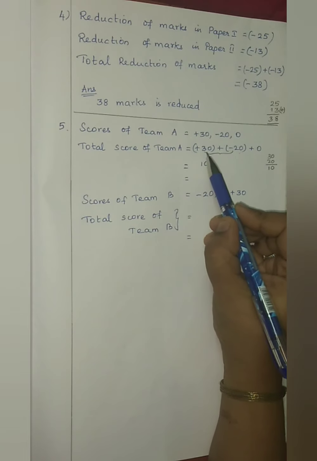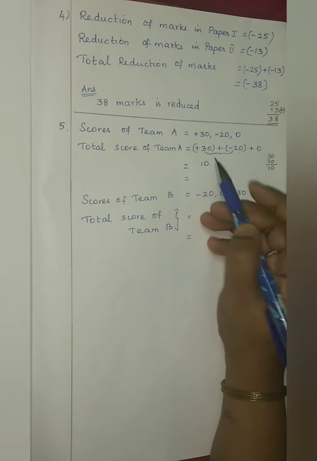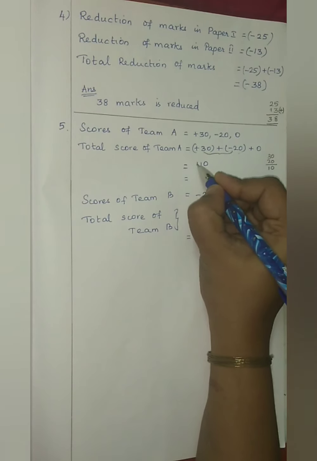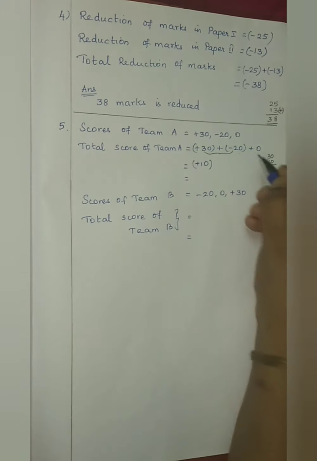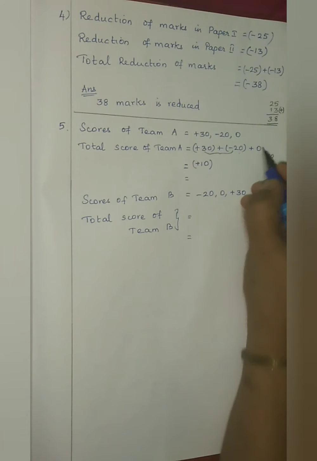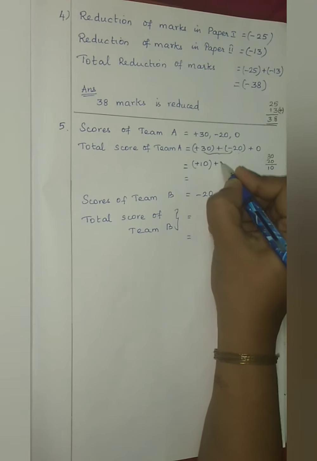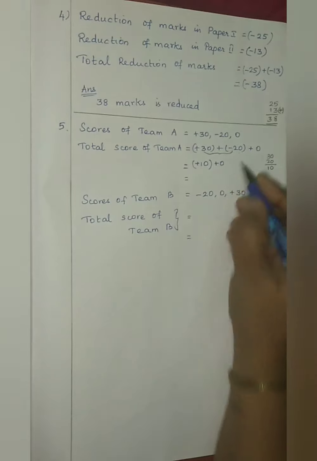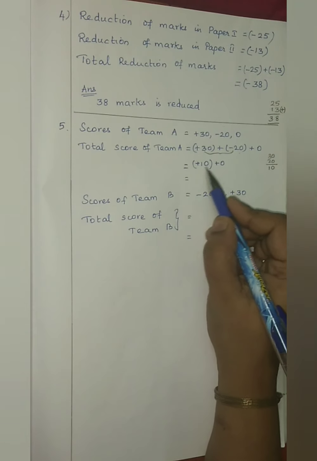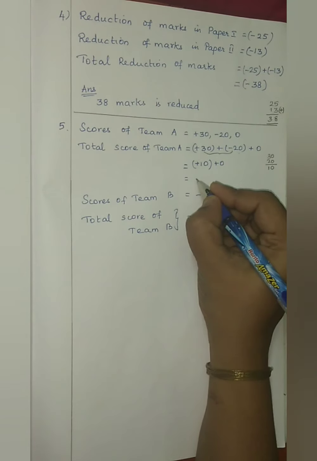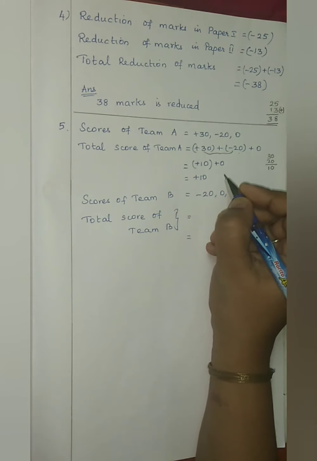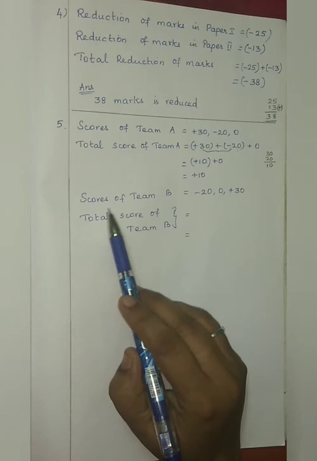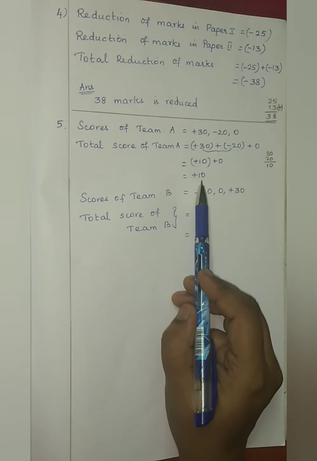Which is bigger here, 30 or 20? 30 is bigger. So plus comes in front of 10. Now add the last integer, that is 0. Plus 10 plus 0. You know that when we add 0 to any number, it remains the same. So the answer is plus 10. Total score of Team A is plus 10.